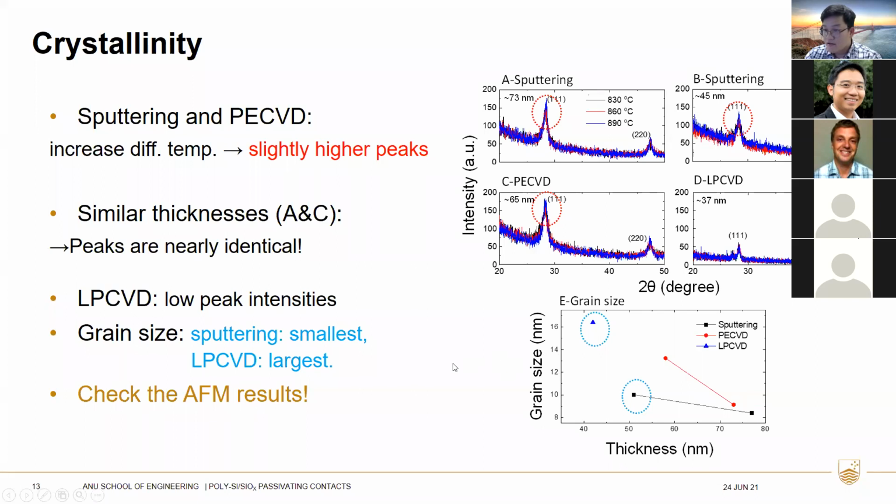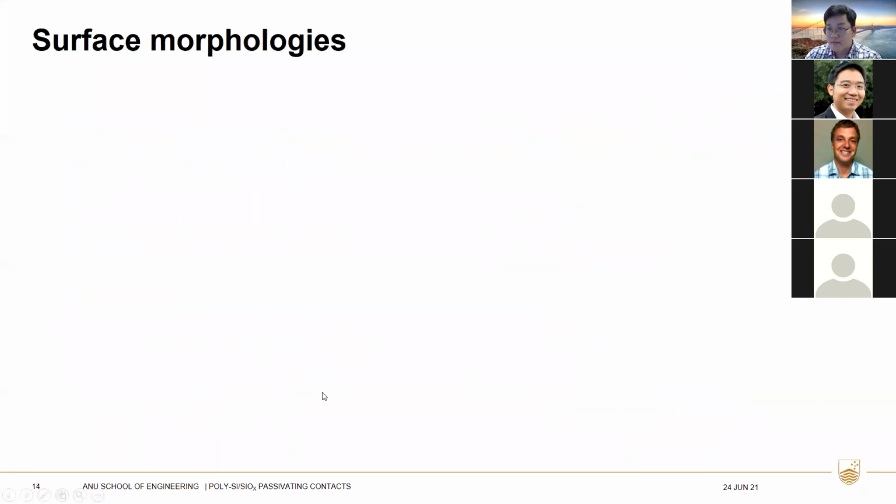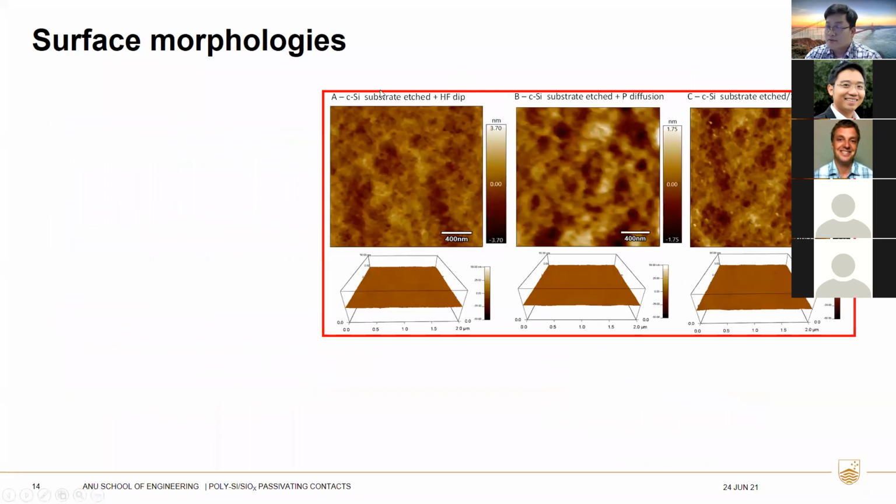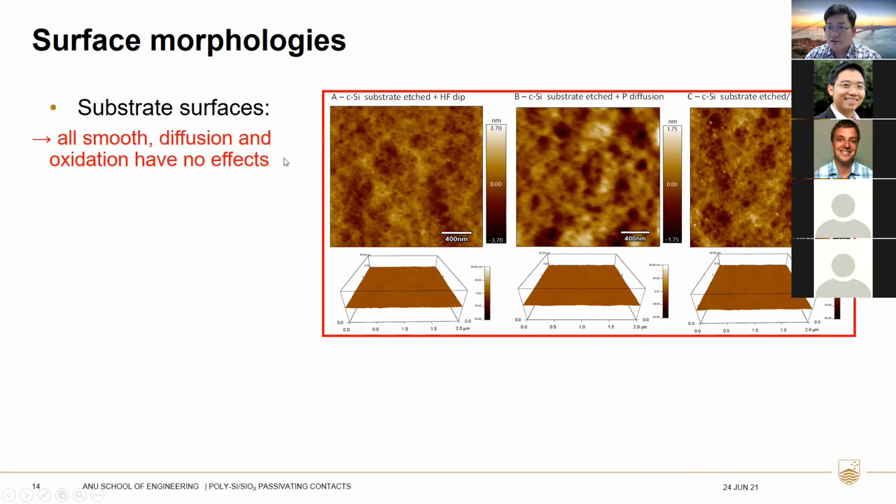These results can be verified by the AFM results in the following slides. Let's study the surface morphologies of the different samples prepared by different methods. On the substrates, after the TMAH and HF, or after the phosphorus diffusion or oxide growth, we see that the surfaces are smooth, and the diffusion and oxidation have no effect on the substrate surfaces.